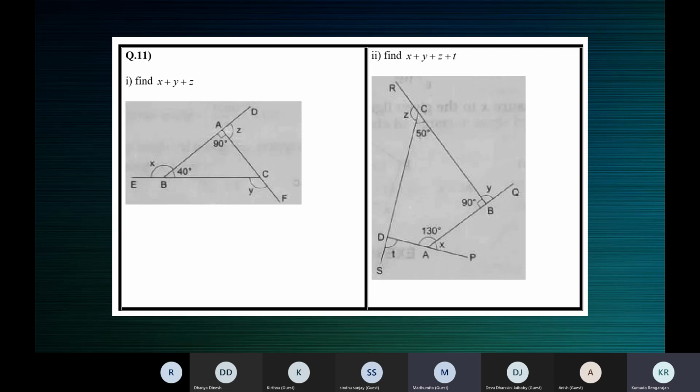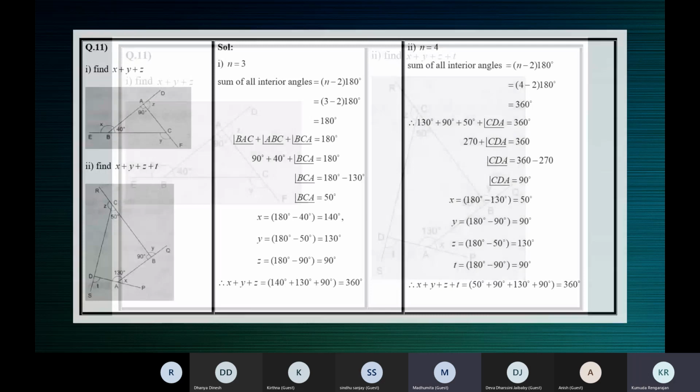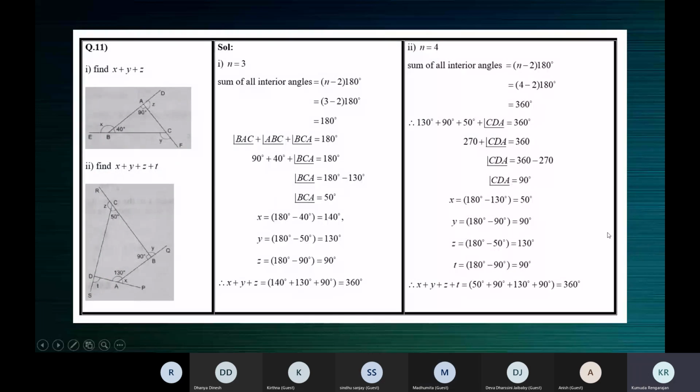Ma'am, should we find the measure of X, Y, and Z also? Yes, you should, because that's what I told you for the earlier figure. If we are going to use that rule, then we don't need any of the angles mentioned here. But since the angles 130, 90, 50 are mentioned, we have to find X, Y, Z, and T, and then add them and show it's equal to 360 degrees. Okay, ma'am. Children, now go through the answer.